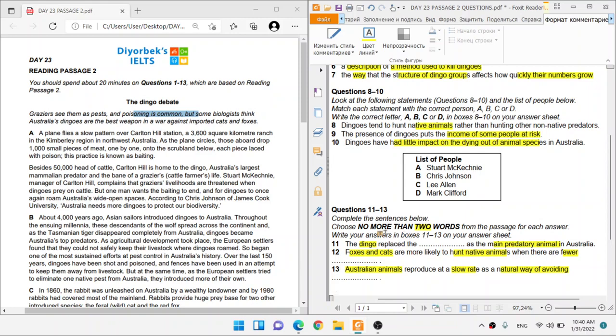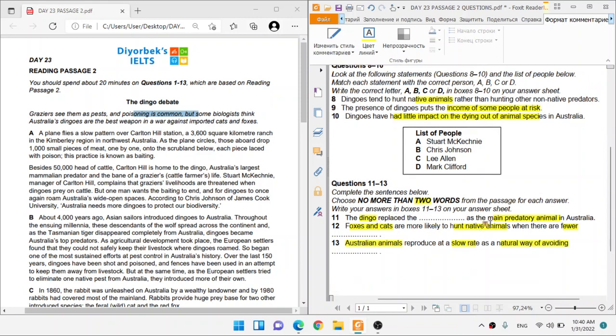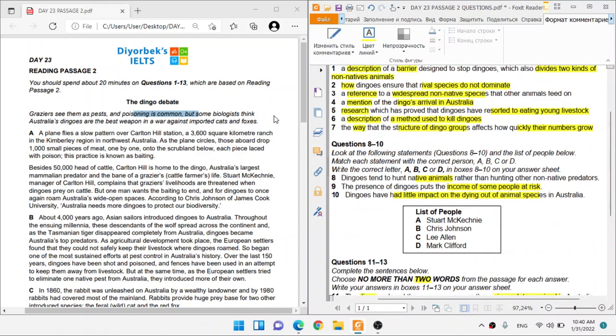I'm going to look at questions 11 to 13, guys, when they talk about predator animal. All right, but I'm going to stay focused on these two questions.